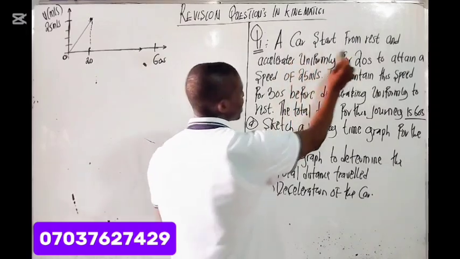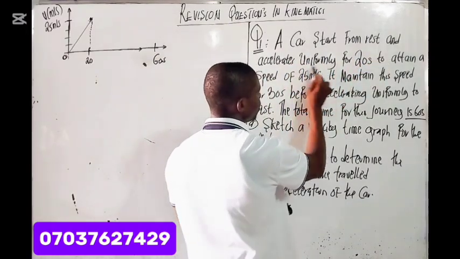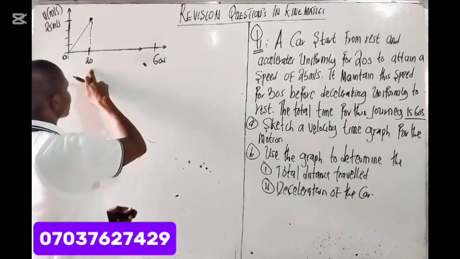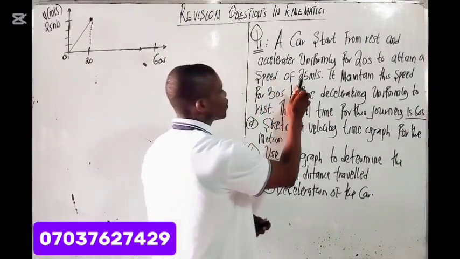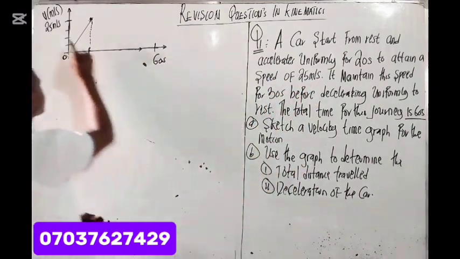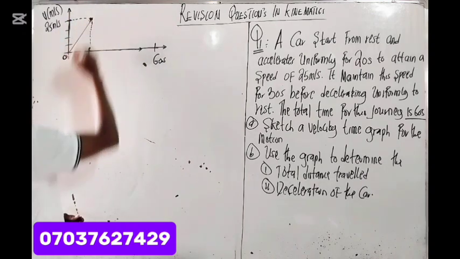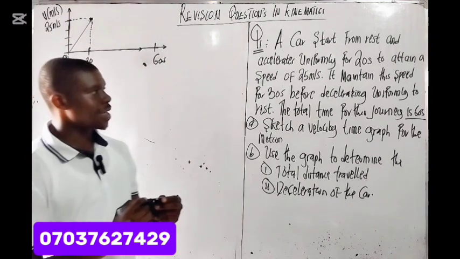So let's go again. A car starts from rest and accelerates for 20 seconds to attain a speed of 25 meters per second. So here we have this one, and here you draw this line. Please pay attention here.